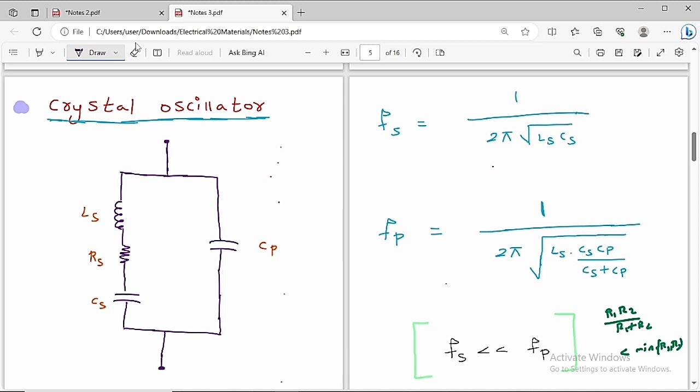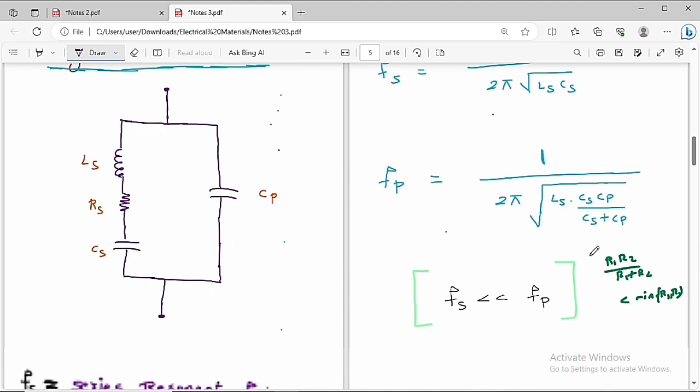In the same fashion, the same formula is there: CS into CV by CS plus CV. So what is the meaning of this? This net capacitance is also lesser than the individual ones. It is lesser than the minimum of these three things. So whatever value you are going to get, it is lesser than CS always.